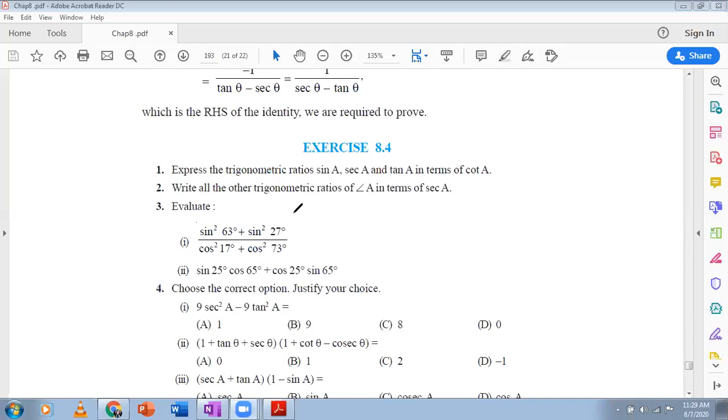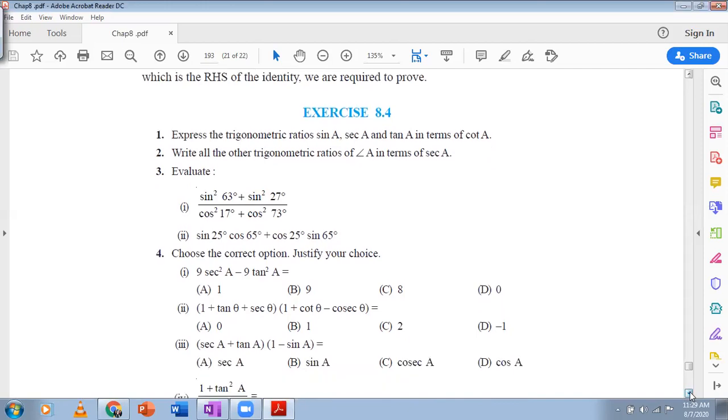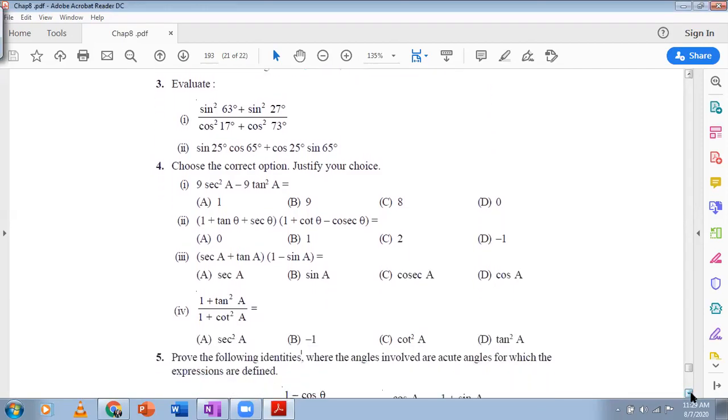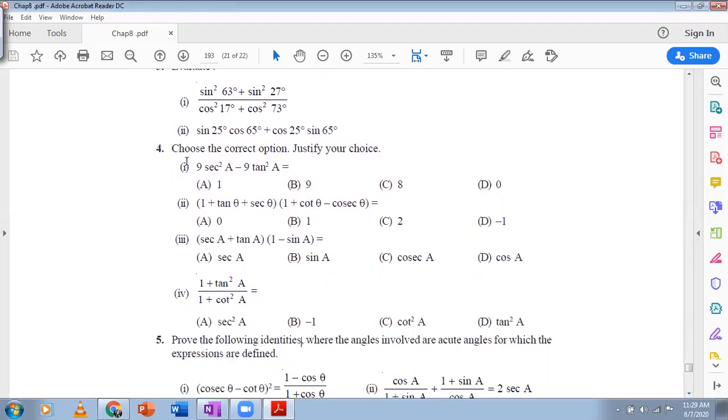And before we do question number 1 or question number 2 करने से पहले, I would like to discuss question number 4 and 5 with you people. So let's take a look at question number 4, which is a multiple choice question. Choose the correct option and justify your choice. So the first part is 9 secant square A minus 9 tan square A is equal to, which of these is the correct answer?